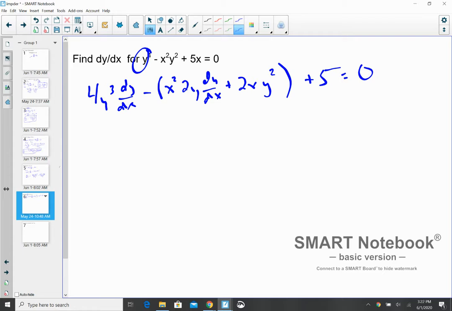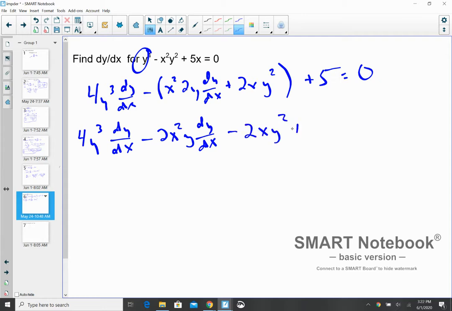Okay. What do we got going on here? All right, let's group some things together. 4y cubed dy/dx minus. Now, when I fix that, it's going to be 2x squared y dy/dx minus 2xy squared plus 5 equals 0. Now, getting dy/dx by itself, first of all, it's going to require you to bring these two chunks onto the other side. Those two guys are going to be on the other side.